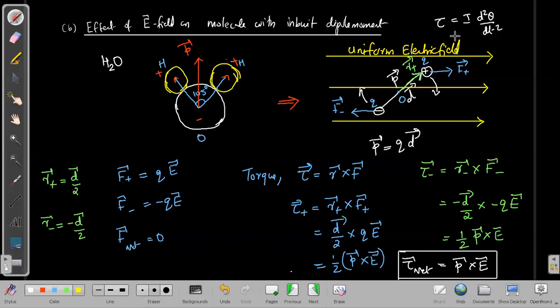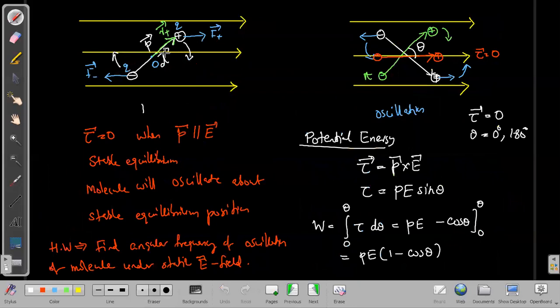Now the problem is when it rotates, it may not come back to its equilibrium orientation. So due to the torque, it may start oscillating about the equilibrium orientation. And the net torque, we have seen, is equal to P cross E. There are two equilibrium orientations, one stable and one unstable. We can calculate the angular frequency of oscillation of the molecule in a uniform electric field, which I have given as homework to you.